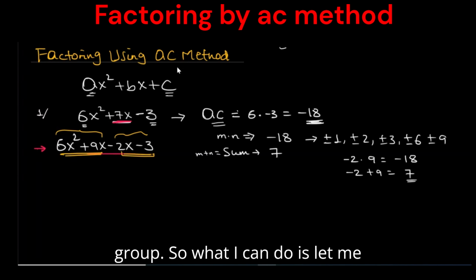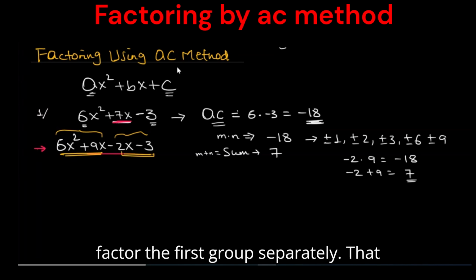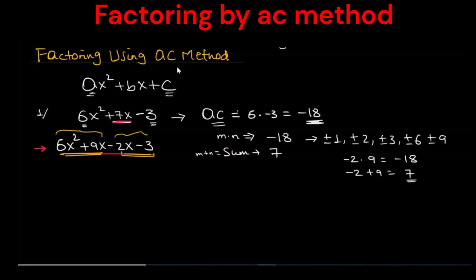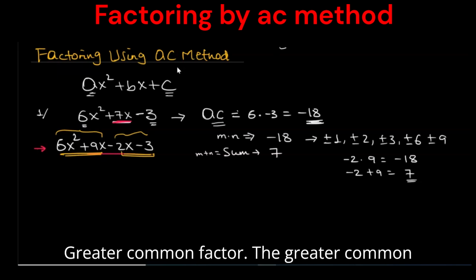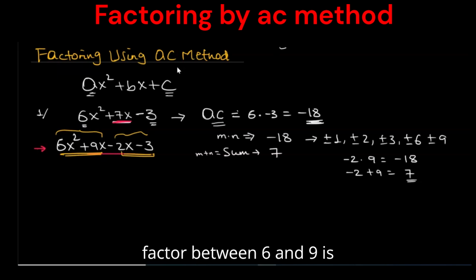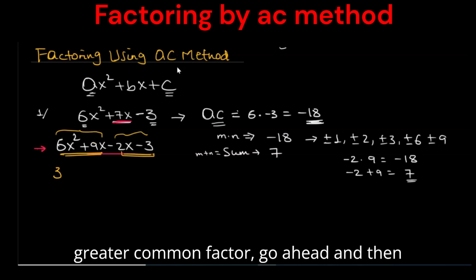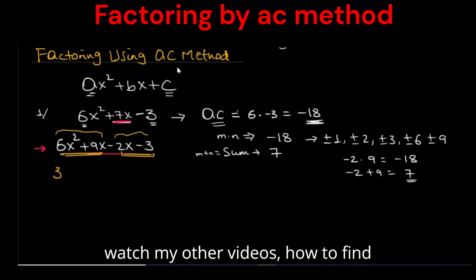So what I can do is factor the first group separately. That means I have to use, as usual, the greatest common factor. The greatest common factor between 6 and 9 is 3. If you don't know how to find the greatest common factor, go ahead and watch my other videos on how to find the greatest common factor.